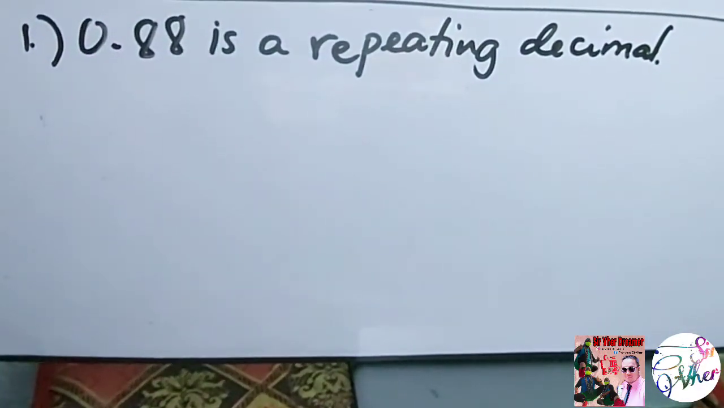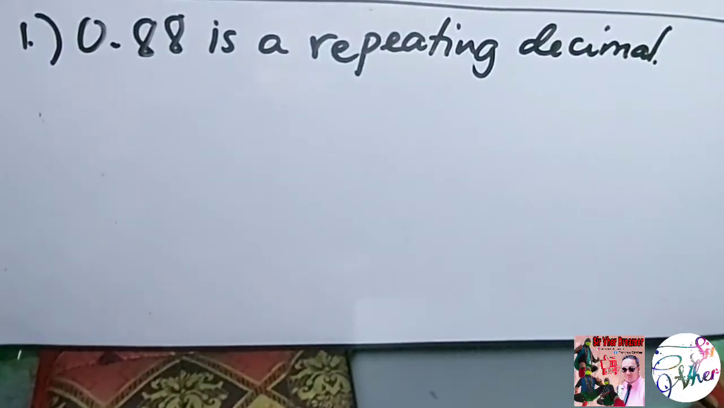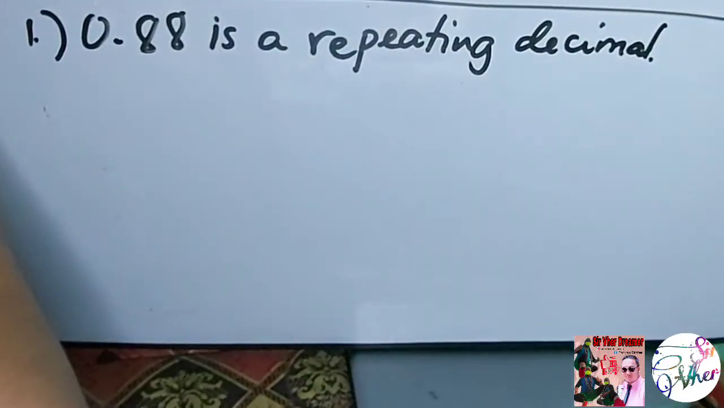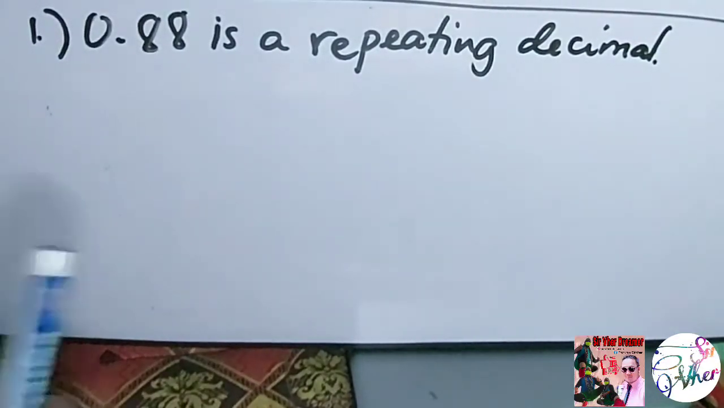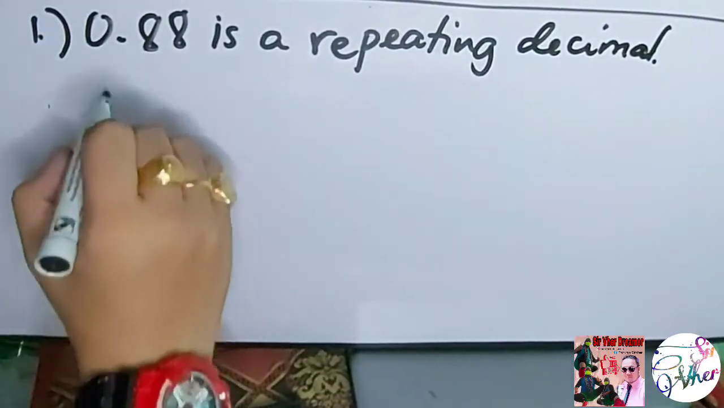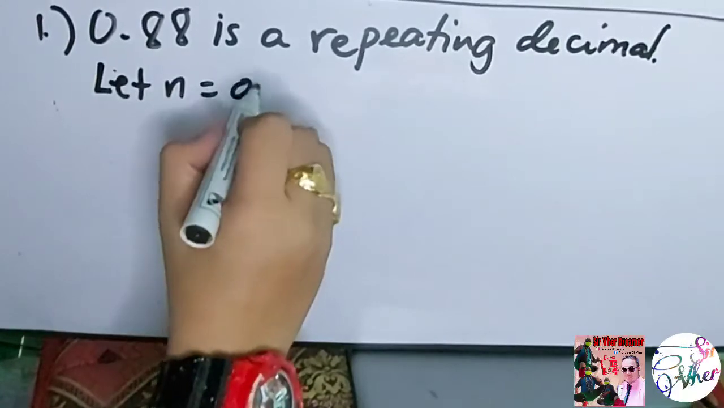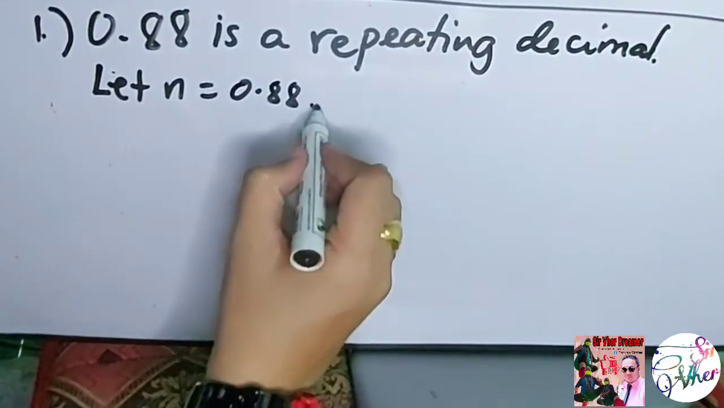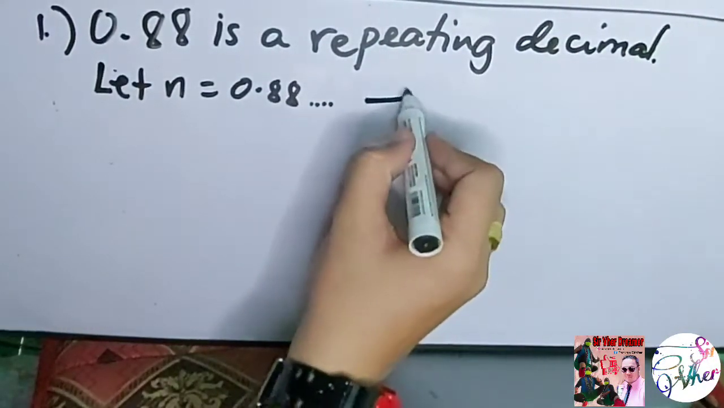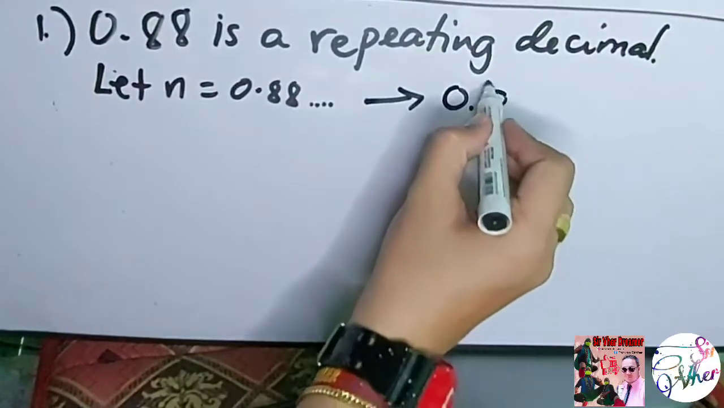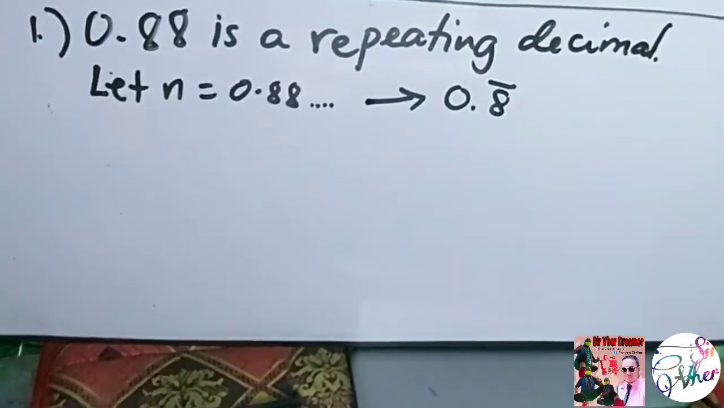0.8 repeating is a repeating decimal. Observe carefully how I'm going to do the procedure in converting a repeating decimal to a fraction. Let n equal 0.888..., which means the digit 8 continues endlessly. We can denote this as 0.8 with a bar over it, which we call a vinculum. The repeating decimal is 8.